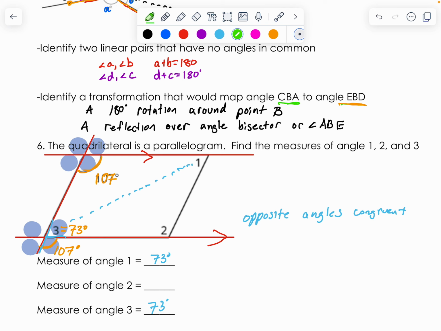But we can also say, that's how I found angle 3, consecutive angles are supplementary. And this is just a fact we're going to continue to practice throughout the school year. So that's 73 degrees as well. This is 107. Opposite angles congruent, consecutive angles supplementary.